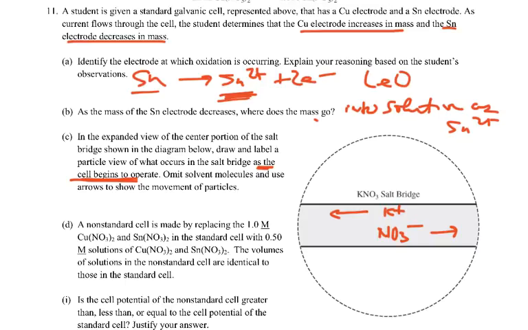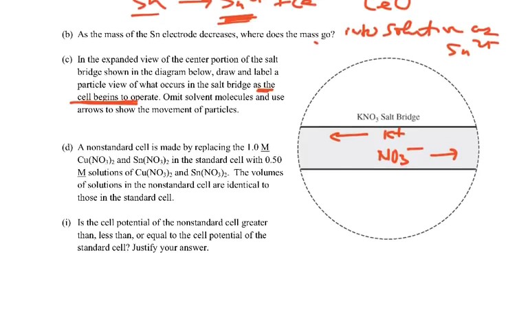When we get to number 6, letter D, the non-standard cells are made by replacing the 1 molar solutions with 0.5 molar solutions. The volumes of the solutions in the non-standard cell are identical to those in the standard cell, so all we're doing is changing concentrations. Is the cell potential of the non-standard cell greater than, less than, or equal to the cell potential? If we're talking about cell potentials of non-standard cells, what we really want to look at is Q.